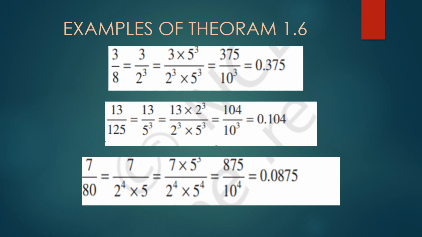Examples of theorem 1.6. Here I have taken a simple example, 3 upon 8. Here you have to focus only on the denominator. What is the denominator? 8. What is the prime factorization of 8? 2 into 2 into 2, that is 2 cubed. Now it is not in the form of 10. We have to convert it in the form of multiples of 10.